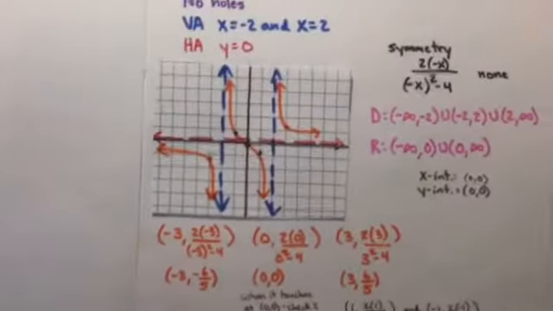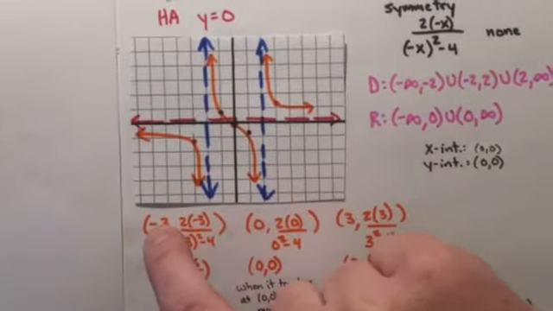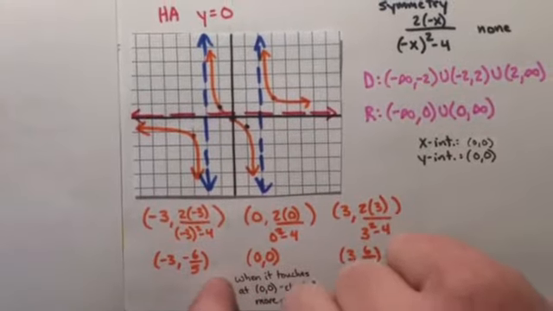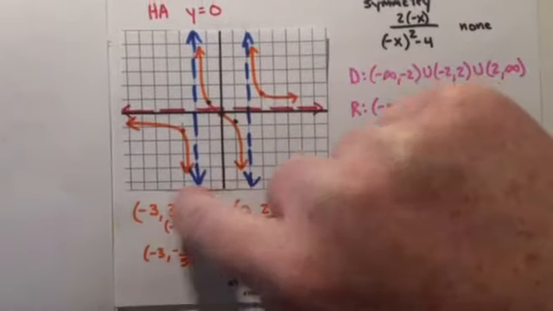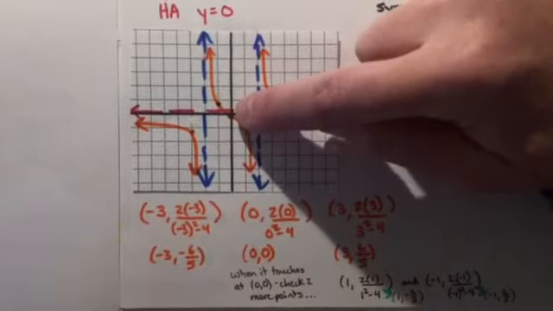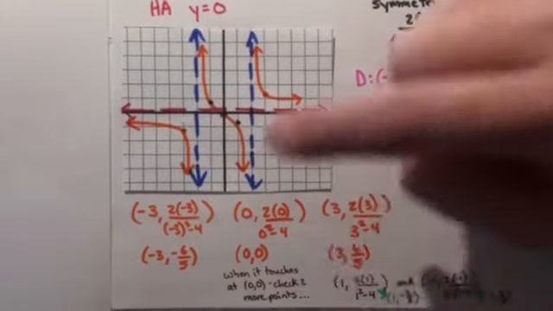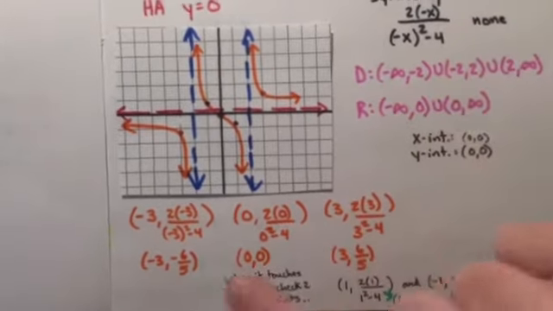Because there are some functions that pass through the origin. So I checked -3, and I got -3, -6/5. So I needed to put that point a little lower right there. And I graphed my branch down at the bottom. In the middle, like I was saying, it did touch at 0, 0. And then I had to check some more points to see how it curved.